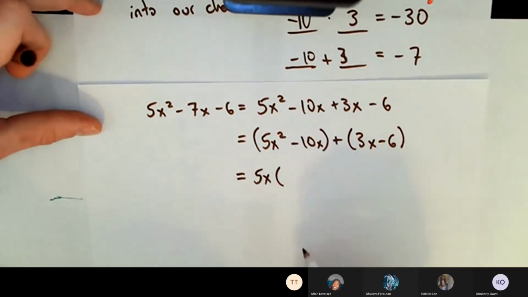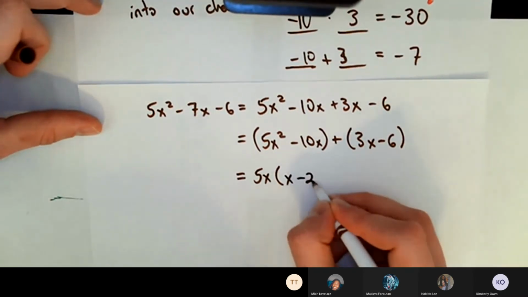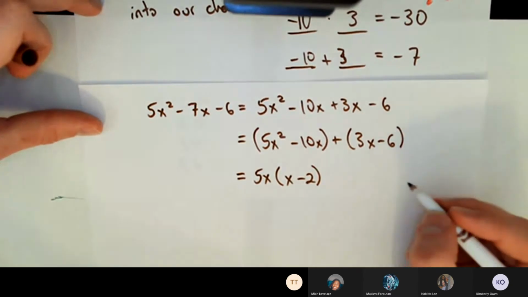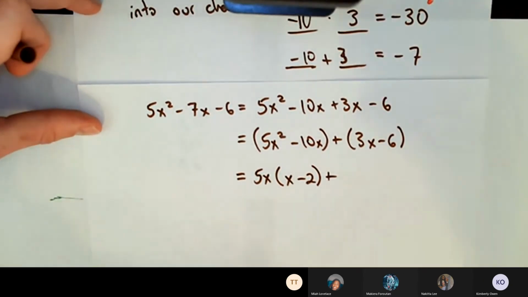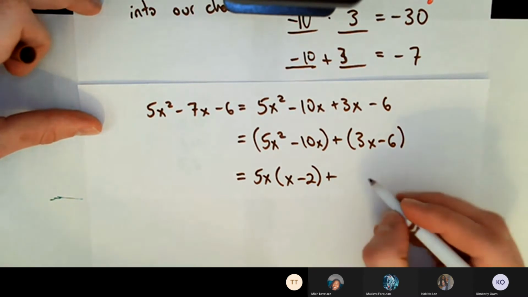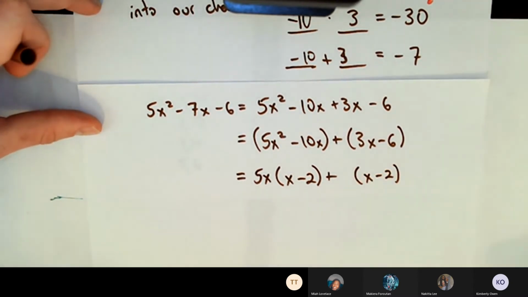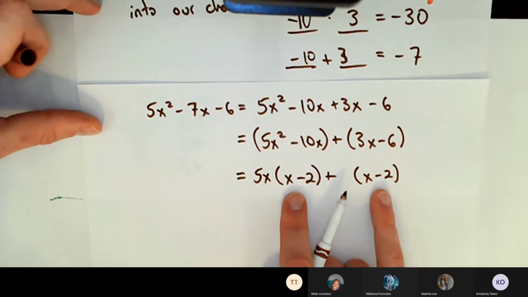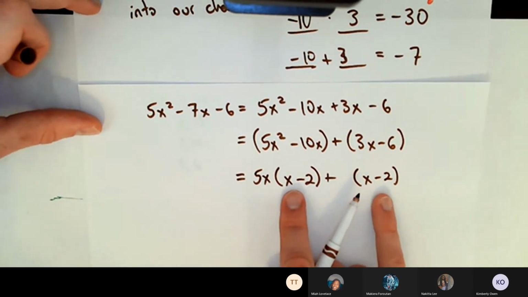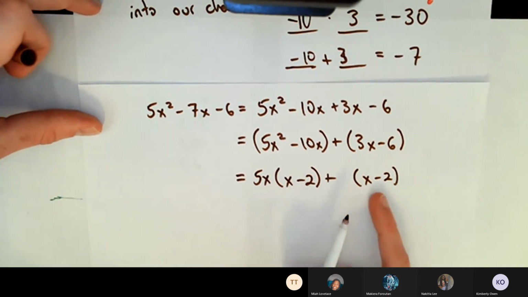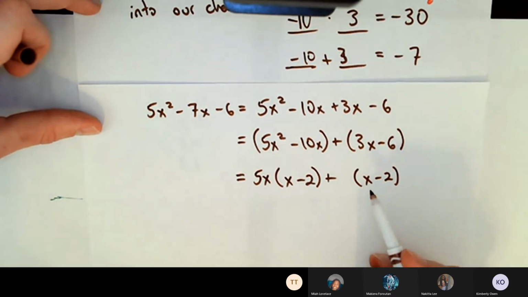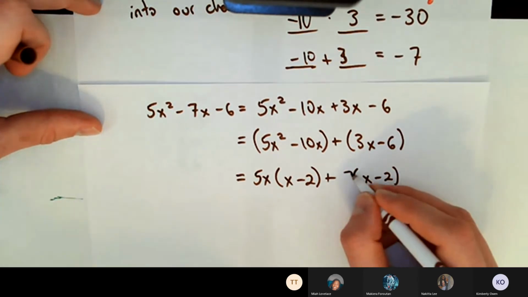Because I can pull a 5x off of both of these, leaving me with an x minus 2. And now here, if I'm aware of what the next step should be, then I know that this should end up being exactly the same, right? If I'm going to have any luck factoring this out, then they need to be the same. So I know that this over here has to end up being an x minus 2, and now it's just a matter of figuring out what I pulled out of this set of parentheses. And it would be a 3.